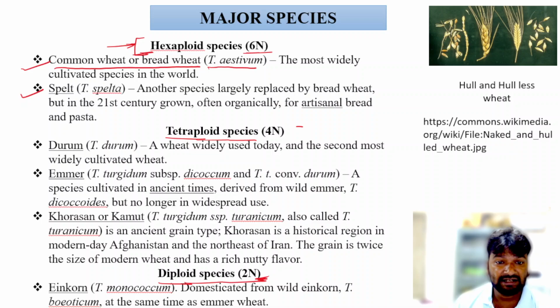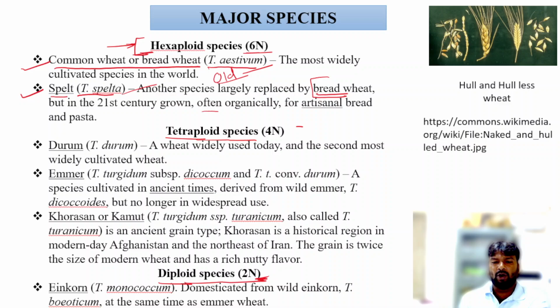Second is the spelt wheat, whose scientific name is Triticum spelta. This is also a species that is largely replaced by bread wheat. It is an old type of bread wheat, but now mostly bread wheat is your Triticum aestivum. In the 21st century, this is optionally grown for artisanal bread and pasta purposes. Means common wheat is the Triticum aestivum.